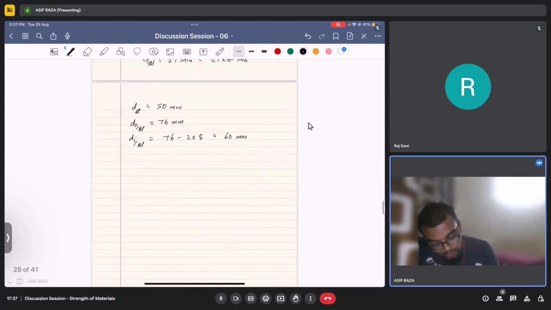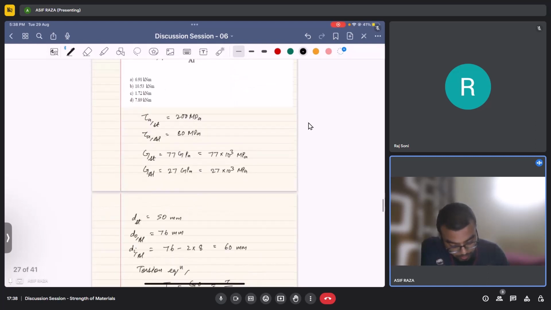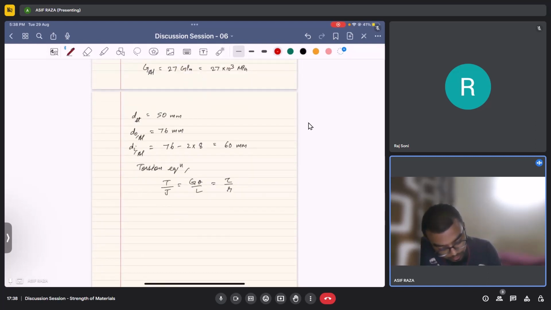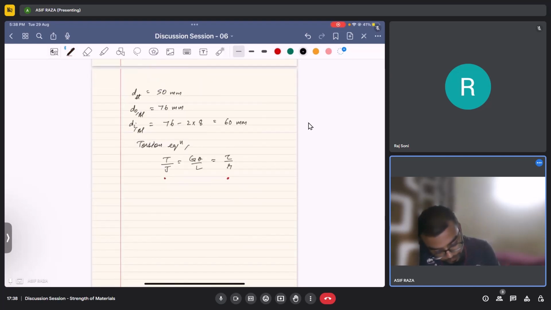Okay, now let us write the torsion equation. The torsion equation is T by J equals theta by L equals tau by R, and if we see what all data have been given, we can see that we need to use the first and third expression to find the maximum torque, and so that will give me T by J equal to tau by R.